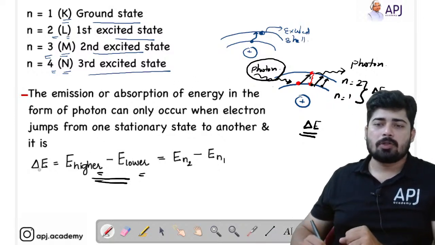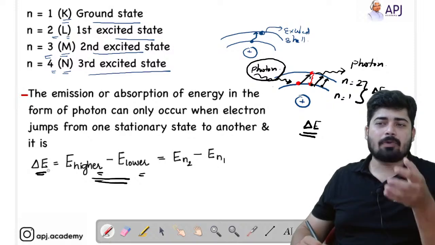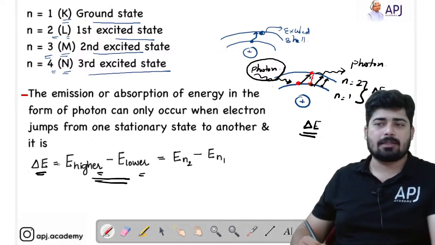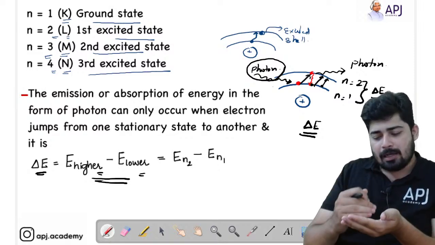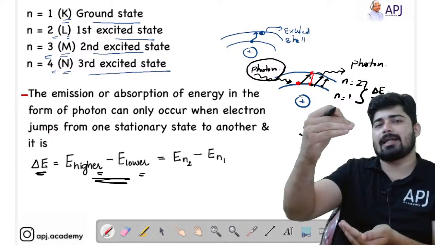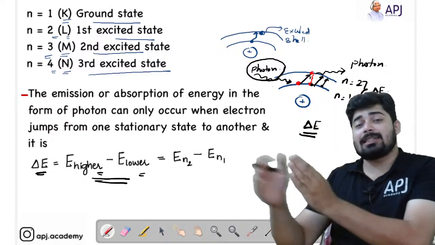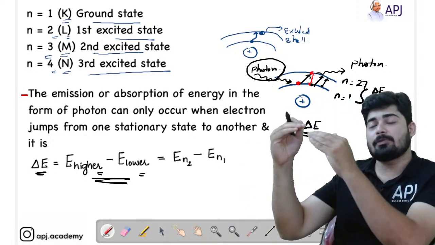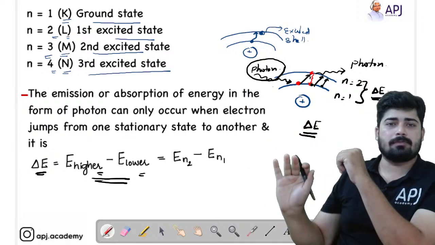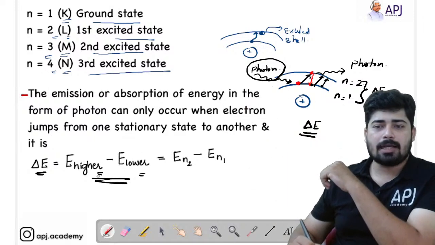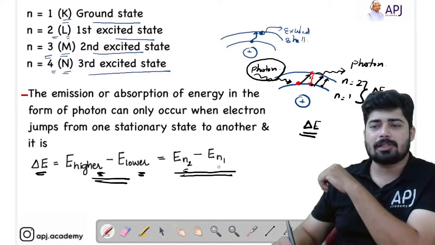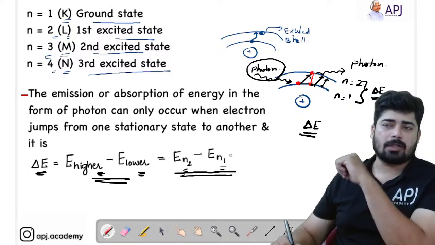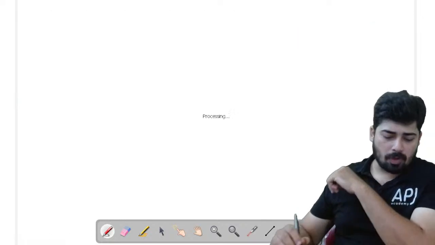Okay, so to calculate the amount of energy it requires to absorb or to release, I told that absorption takes place when an electron jumps from a lower energy shell to a higher energy shell, and releasing of energy takes place when the electron jumps from a higher energy shell to a lower energy shell. So here it is energy at higher minus energy at lower, that is En2 minus En1. N2 stands for the second shell, N1 stands for the first shell. Okay, now we will move on to the next one.